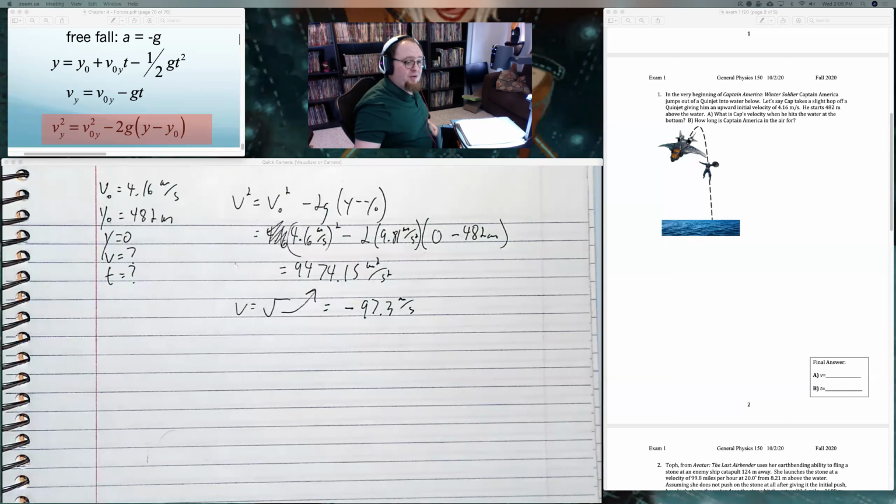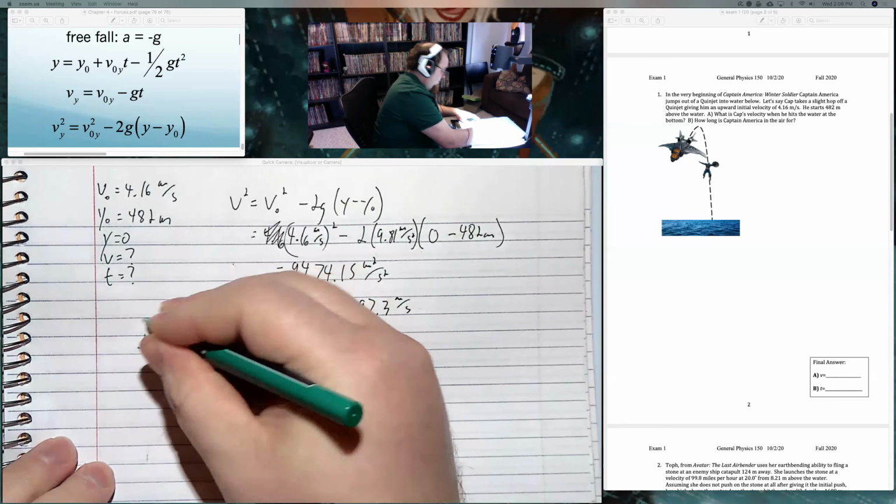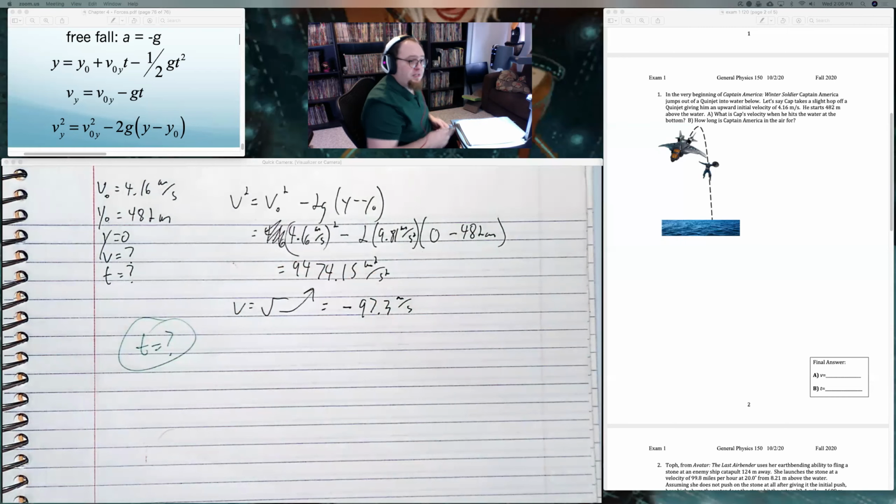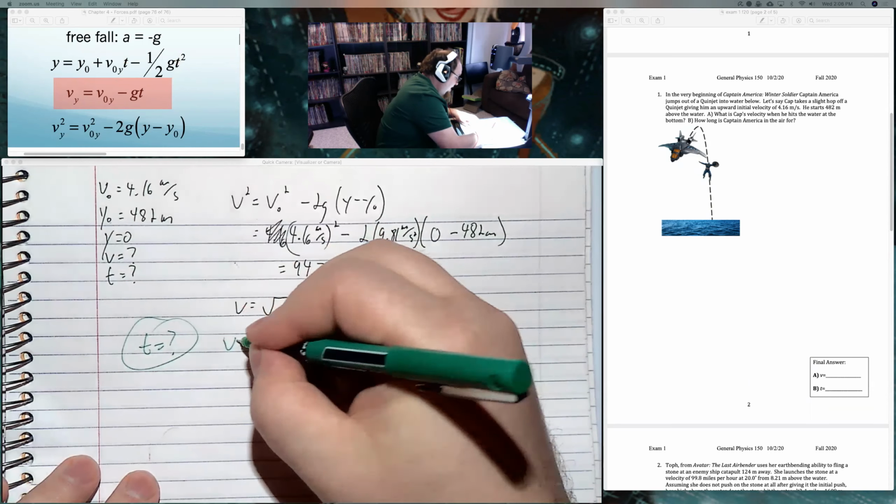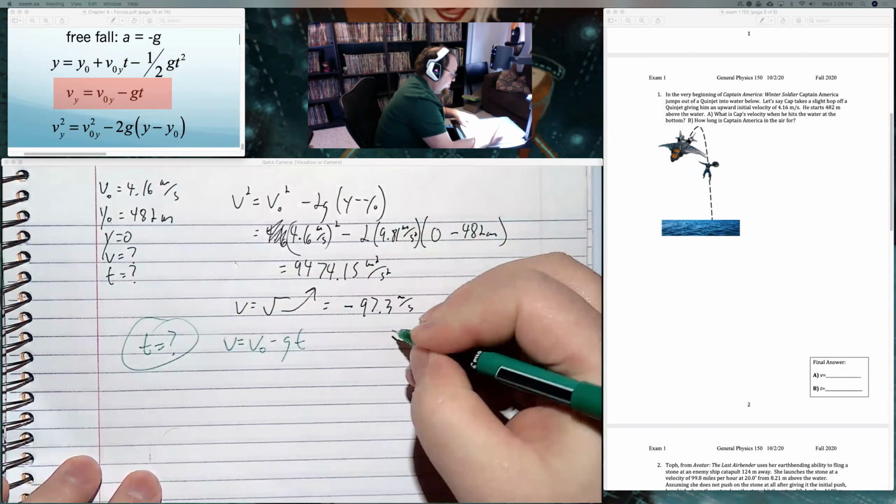And that would be my answer to part A. I knew it had to be that equation, once again, just because I'm matching. Now, part B says, what's the time? If I want to solve for the time, I can use either the top or the middle equation because both of them have t in it. I'm going to use this one because it's a lot easier. This one has a t and a t squared, that's just complicated. And I'll just say v equals v naught minus gt.